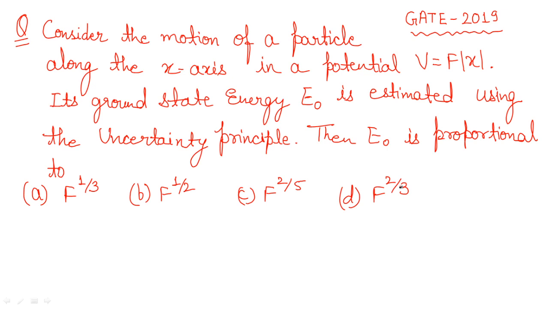So guys, the question is, consider the motion of a particle along the x-axis in a potential, which has been given to us with this expression, v is equal to f mod x. So we need to consider the motion of a particle along the x-axis in this potential. Its ground state energy, which is E naught, is estimated using the uncertainty principle. Then E naught is proportional to what? So here most of you may be thinking about the uncertainty principle, and what steps you should take so that you will be able to get the right answer in less time.